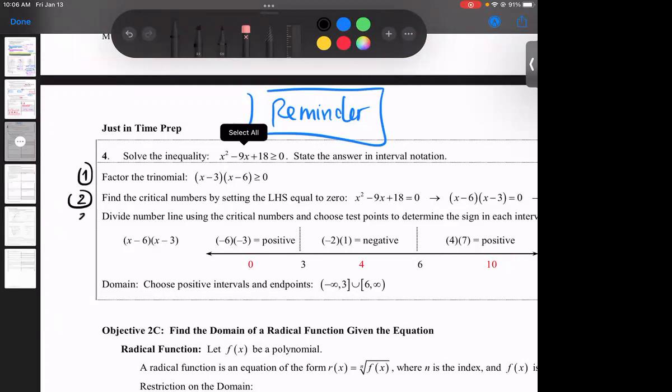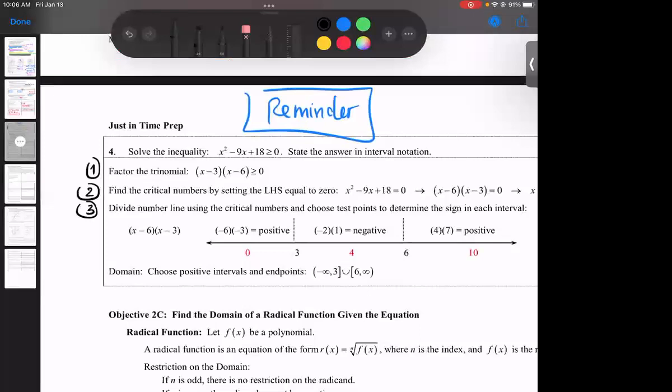Once you have the critical numbers, that's step 3. You're going to plug those critical numbers onto the number line, smallest to largest. That will divide your number line into a bunch of intervals. If you have 2 critical numbers, how many intervals do you expect to have? 3. If you have 3 critical numbers, you expect to have 4 intervals. So the number of intervals will be 1 more than the number of critical numbers.